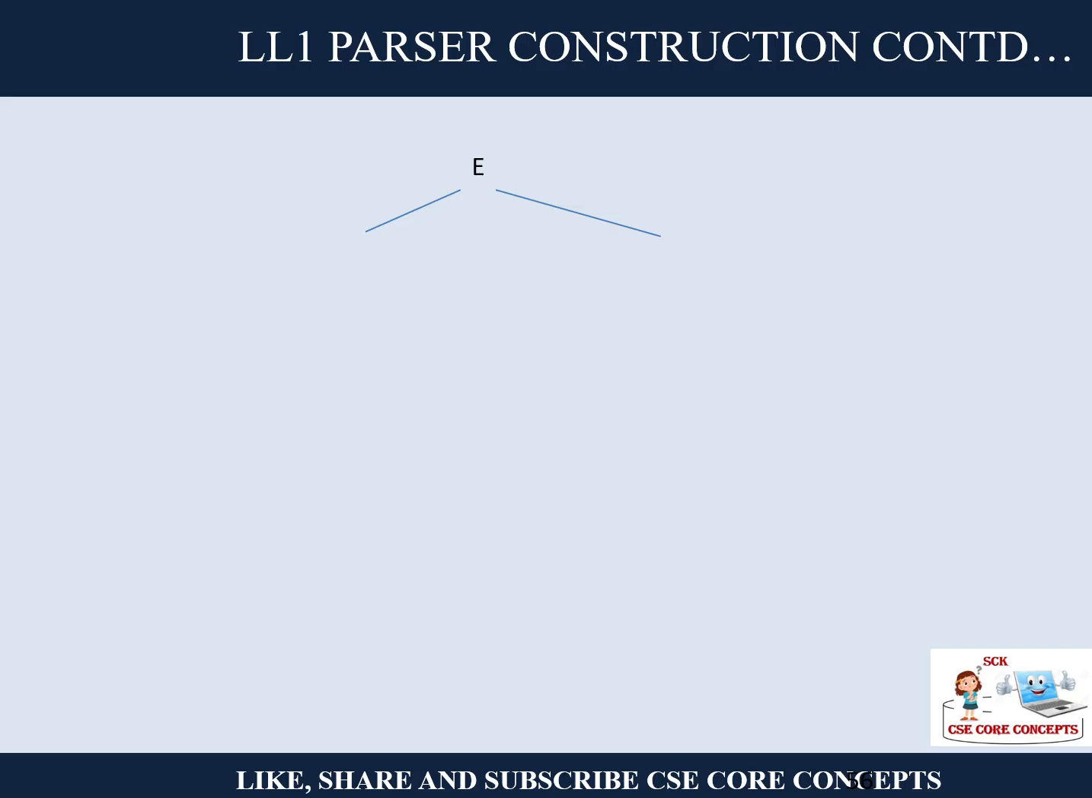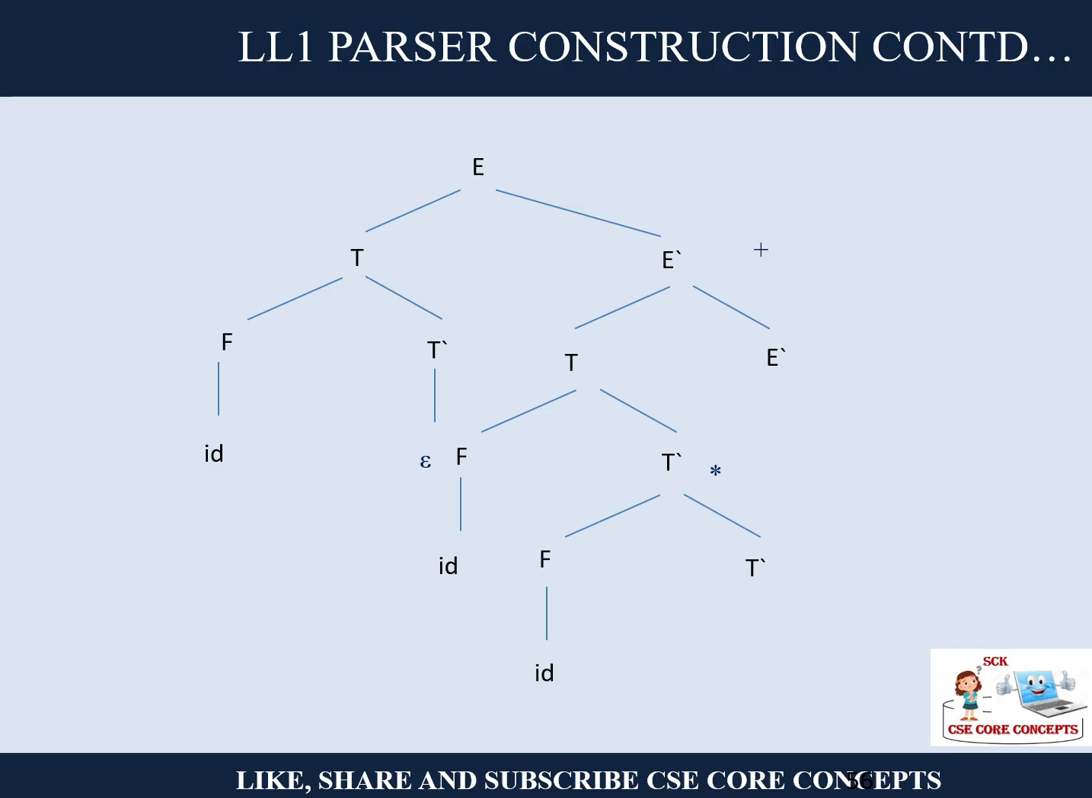So we started with E with the rule T and E dash. T was explored, it was the top of the stack. So T was explored with F and T dash. F was ID, T dash was epsilon. Then we go back to E prime. E prime had that plus symbol. Then T and E prime, and wherever it was at the end we have made epsilon. I hope it is clear to you.